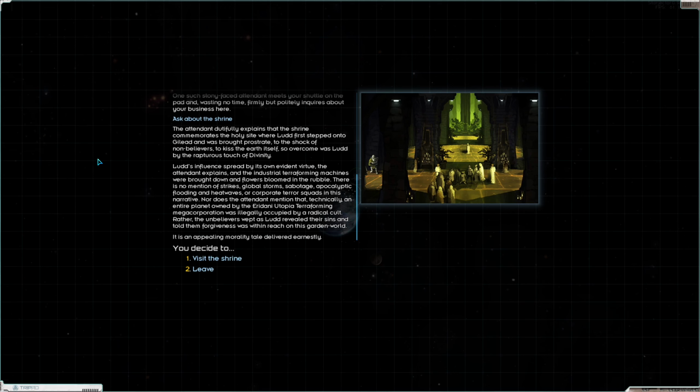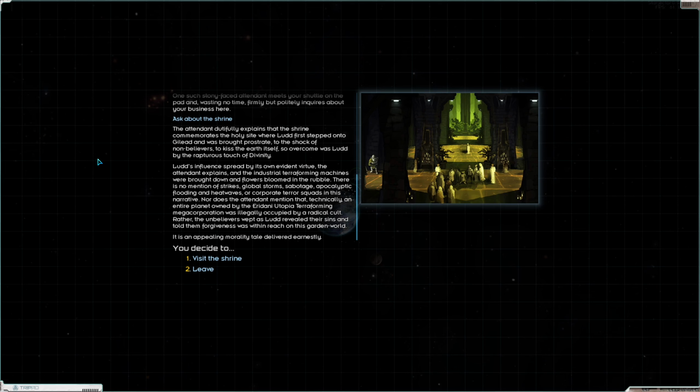The attendant dutifully explains that the shrine commemorates the holy site where Ludd first stepped onto Gilead and was brought prostrate to the shock of non-believers to kiss the earth itself, so overcome was Ludd by the rapturous touch of divinity. Ludd's influence spread by its own evident virtue, the attendant explains, and the industrial terraforming machines were brought down and flowers bloomed in the rubble.